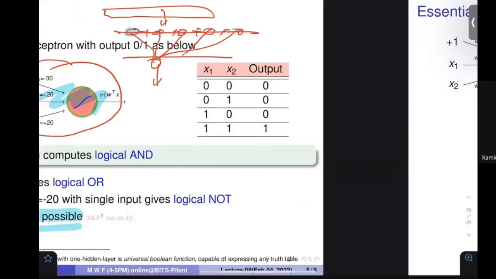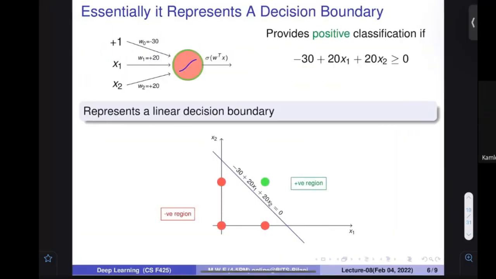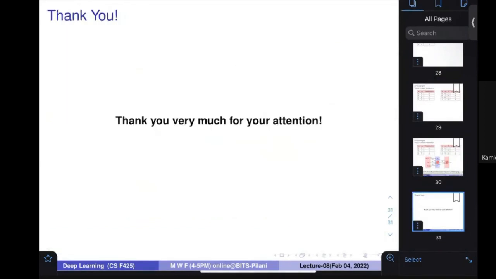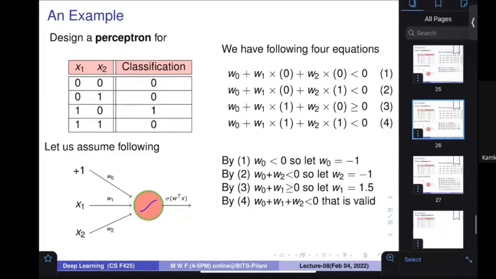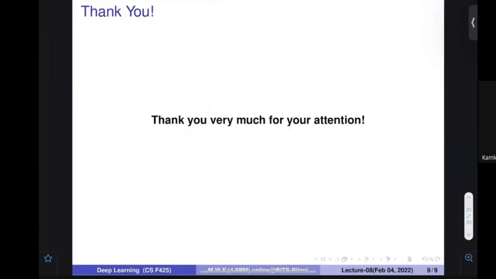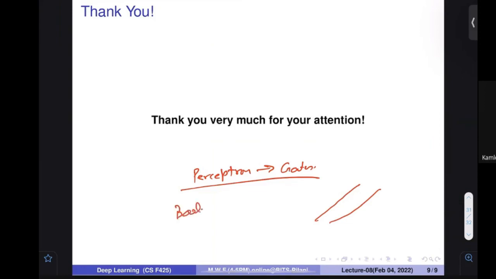I would stop at this particular moment today. Any questions you have, I would continue from this point in the next class. Till now we have seen that using a perceptron we can make gates, and therefore if we combine them into 2 layers, we can get any Boolean output. Make sense? Thank you very much.